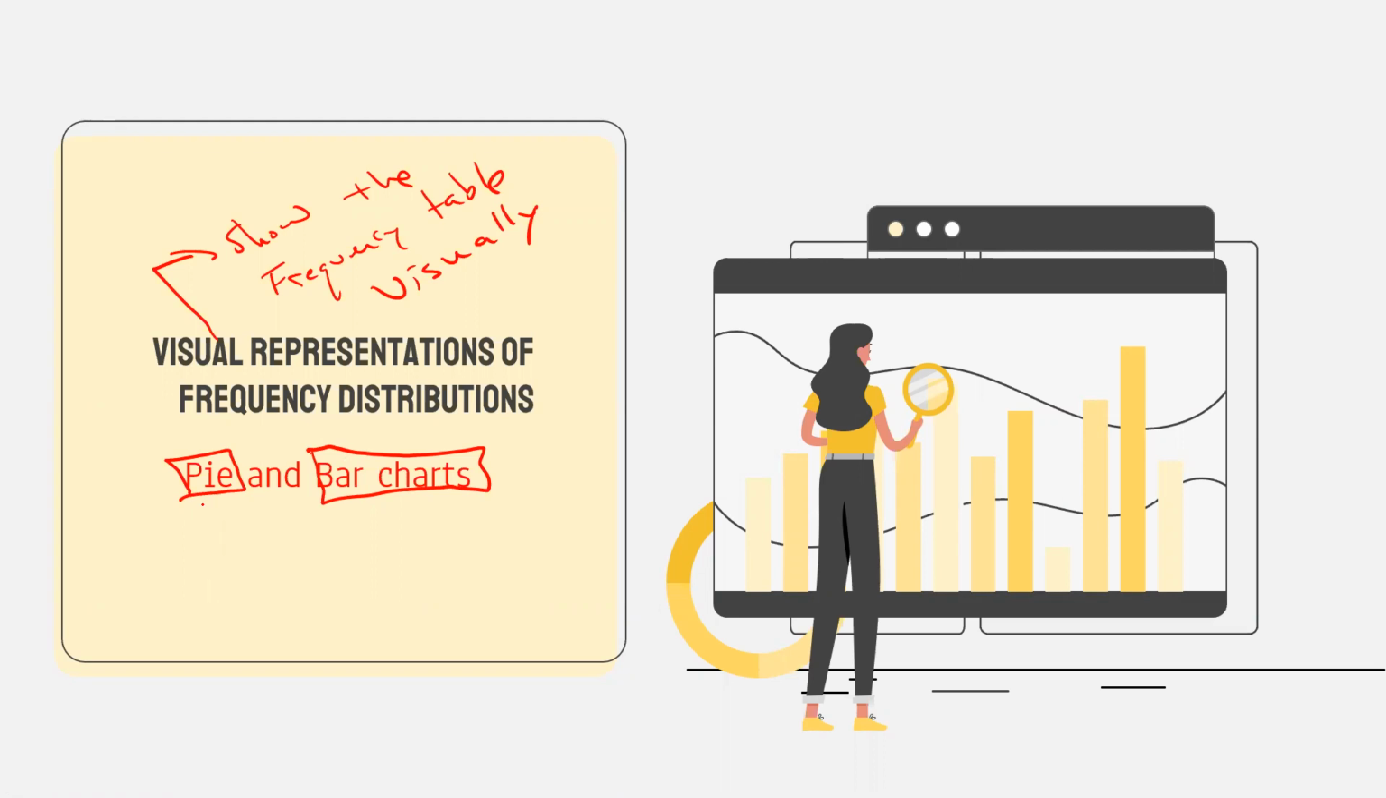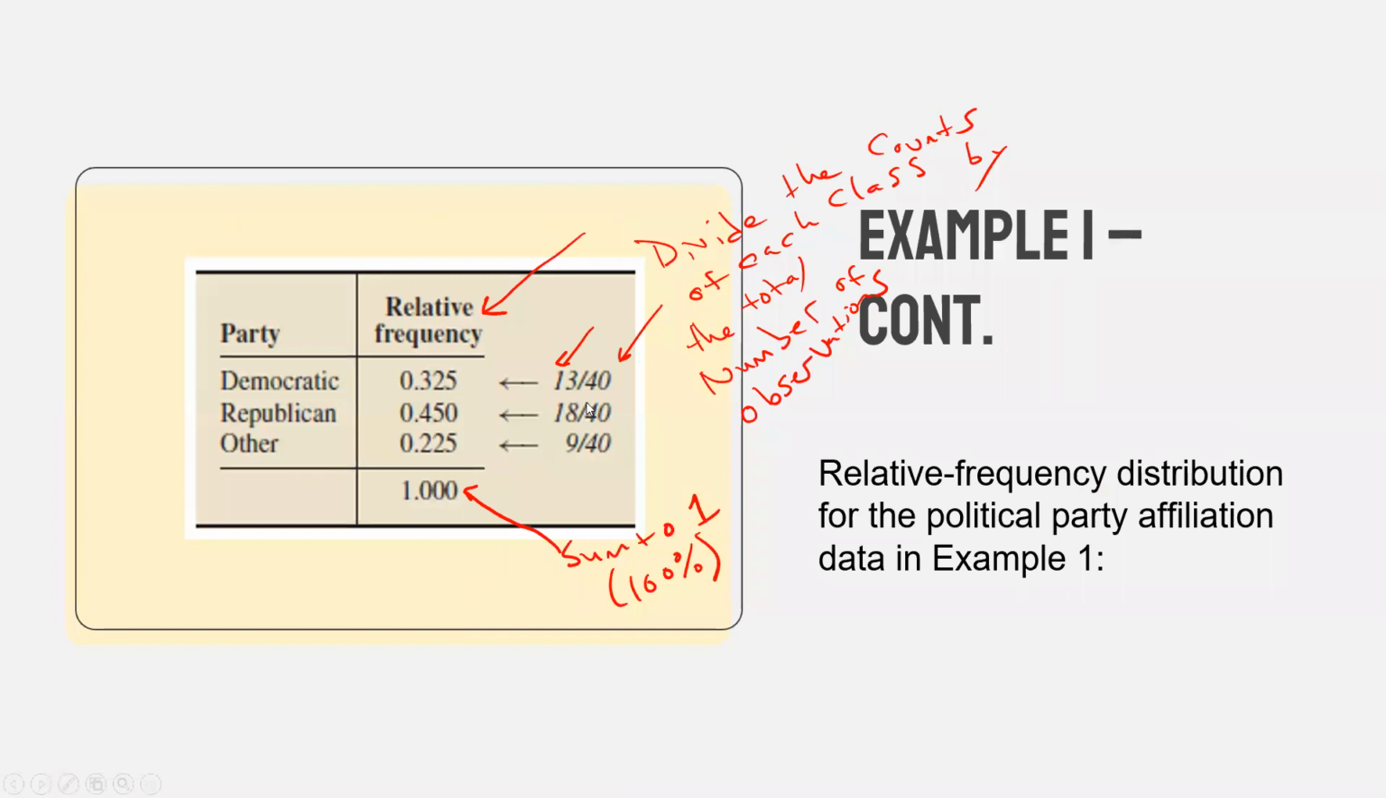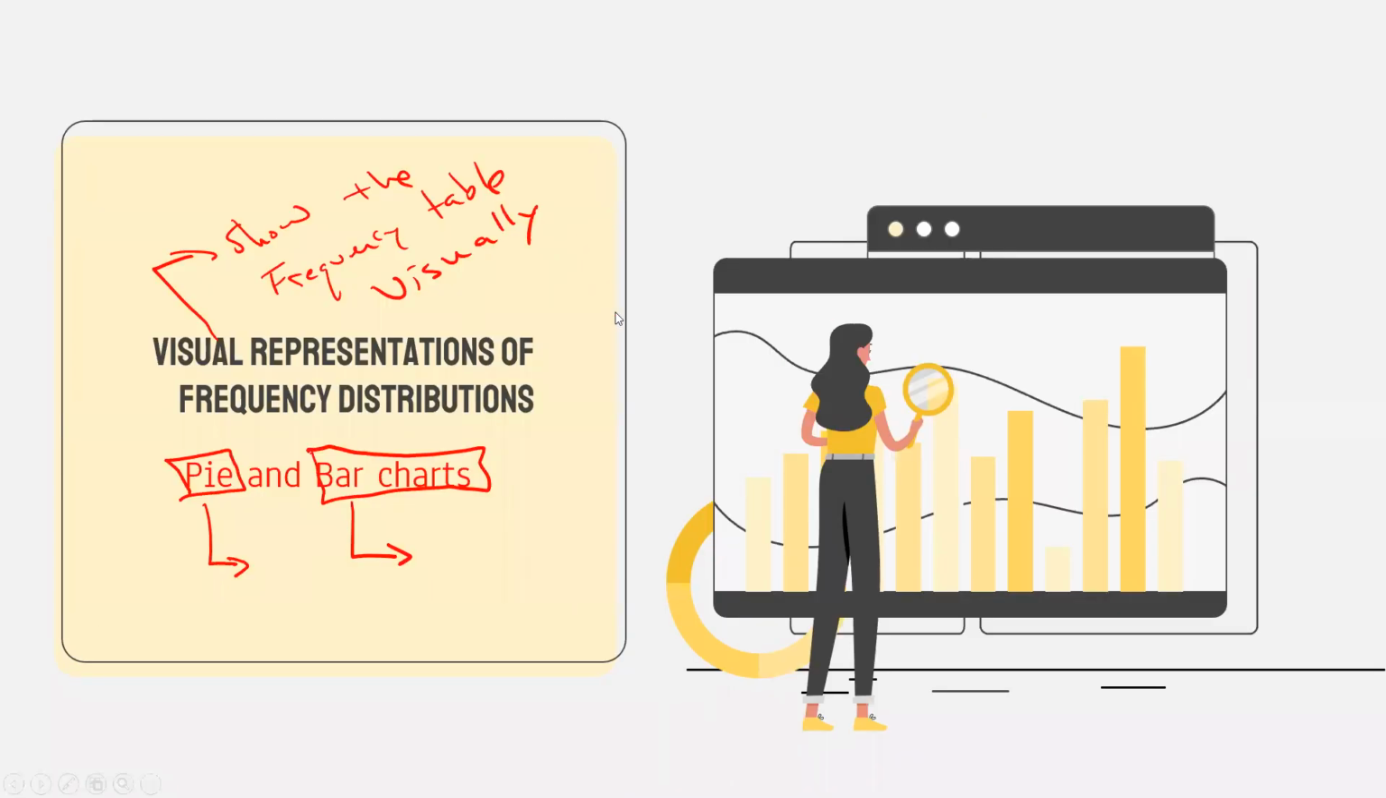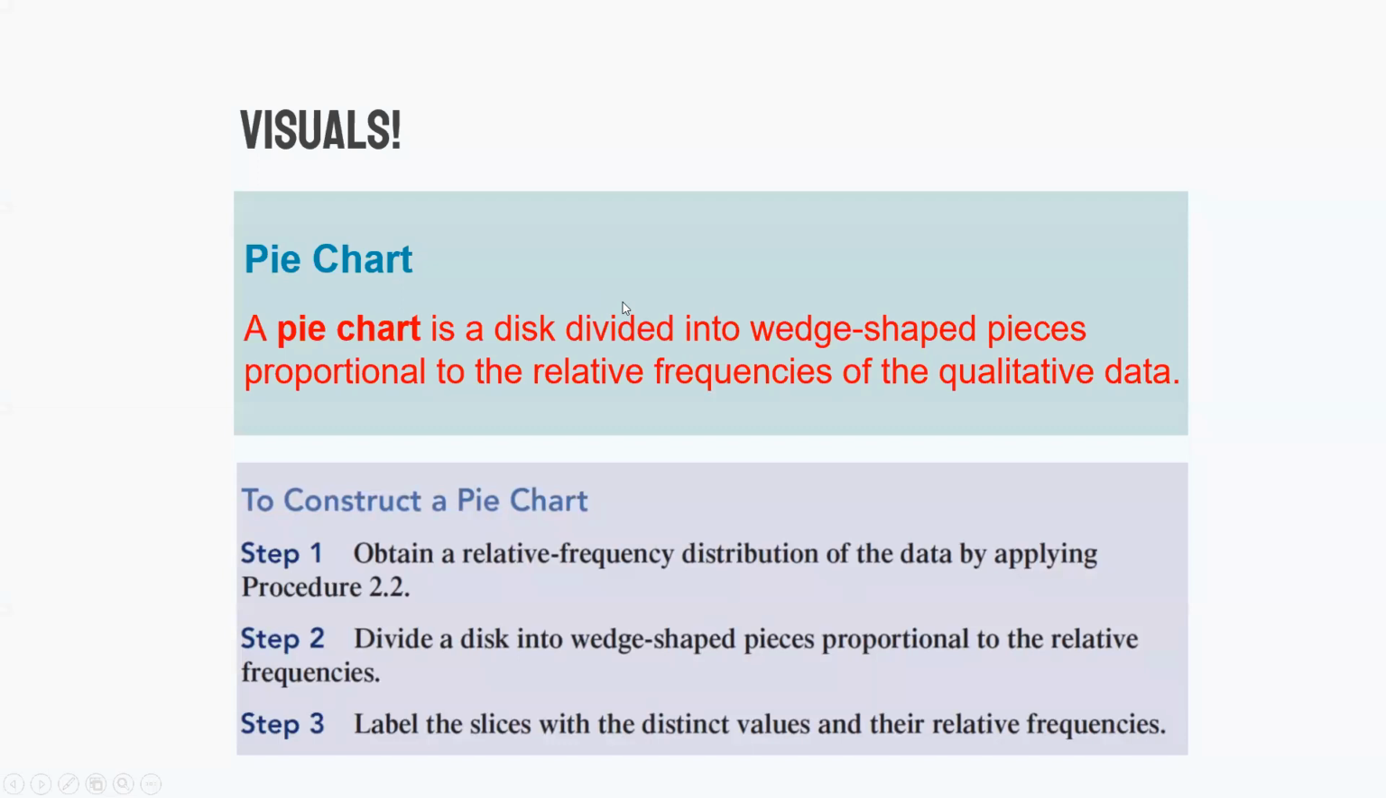But how many people in here have heard of pie charts before? Or have seen them? Yeah, they're pretty straightforward. And actually, how many people have seen or constructed a bar chart before? Yeah. So we'll go through this really quickly. The first way you're going to take this frequency table is to show it as a pie chart. A pie chart is a disk divided into wedge-shaped pieces proportional to the relative frequencies of the qualitative data.